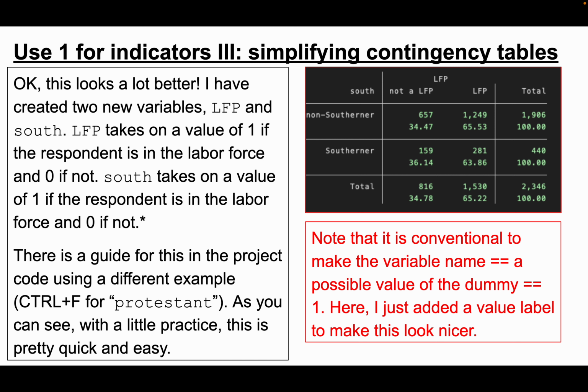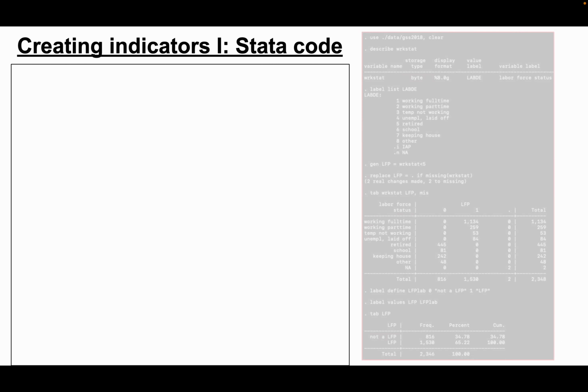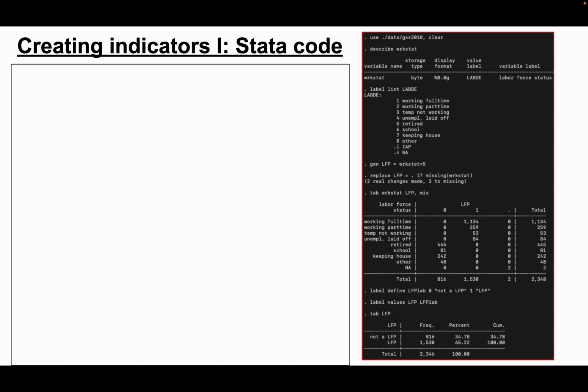Note here that we would code this, and I'll show you how to do this soon, so that for Southerner, we have these value labels here in Stata. So we don't actually see the zeros and the ones, but mathematically under the hood, this is coded 0, this is coded 1, this is coded 0, this is coded 1. And it's very conventional to make the variable name a possible value of the dummy variable, which you then code as 1. So South indicates being from the South. You should be a 1 if you are from the South, and the same is true for labor force participants. You'll see if you end up doing this for your project that with a little practice, this is pretty quick and pretty easy. So let's look at some Stata code for this.